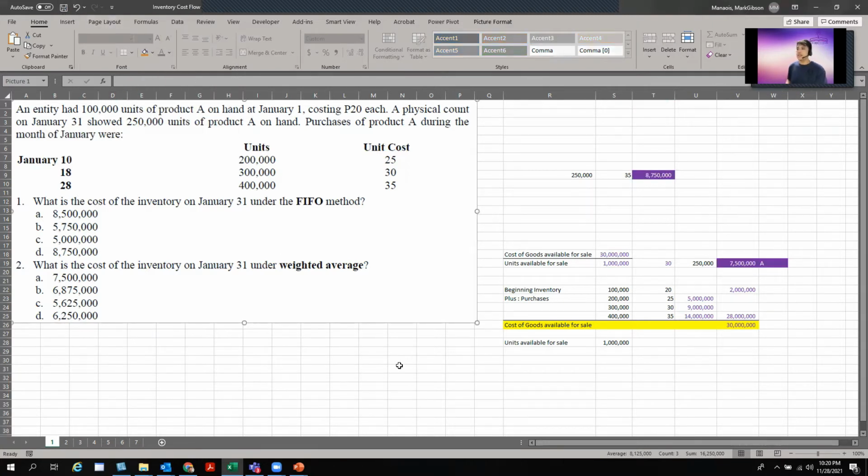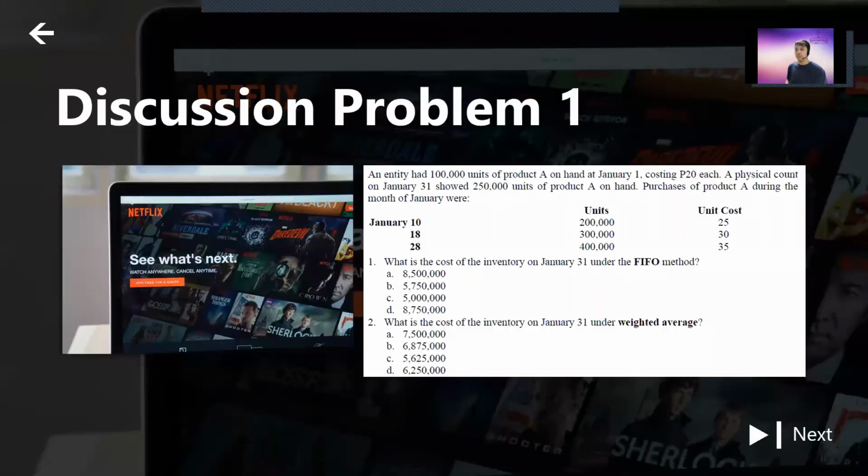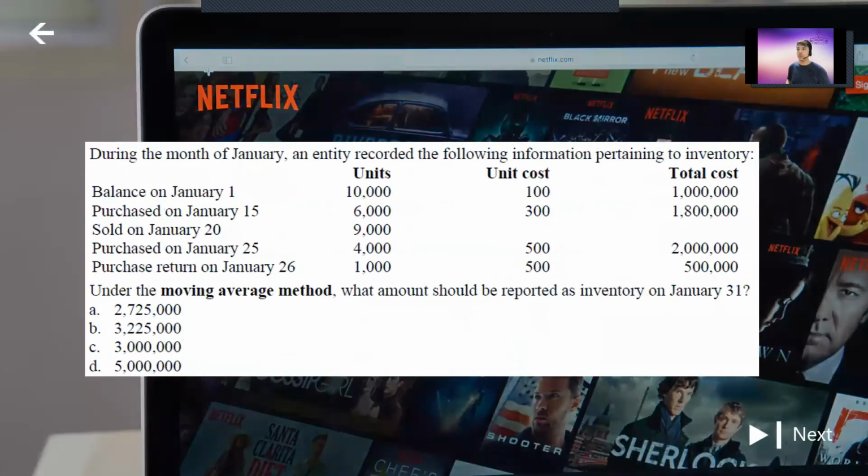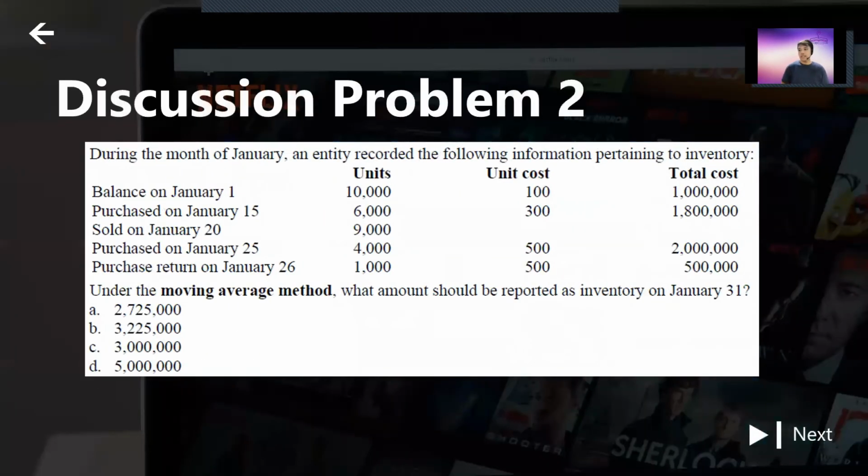Okay, so let's go to discussion problem number 2. Remember class, kung napansin nyo, ang ginawa natin kanina, we introduced the theoretical part. We've covered FIFO, weighted average method, and then the moving average method. So this time, on problem number 2, we'll cover the moving average method.